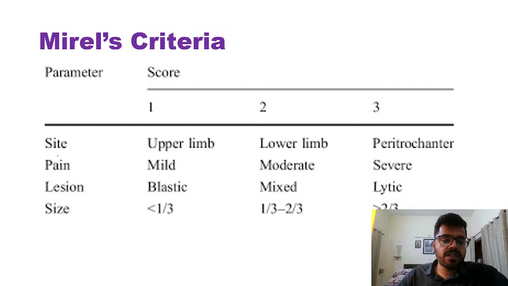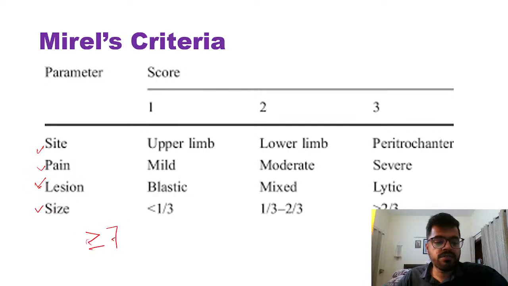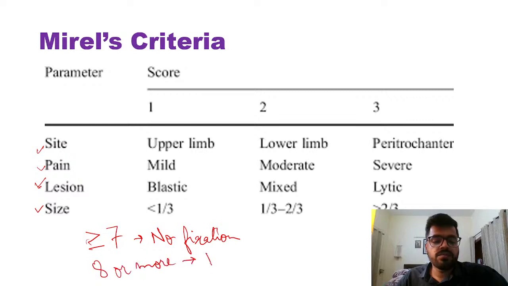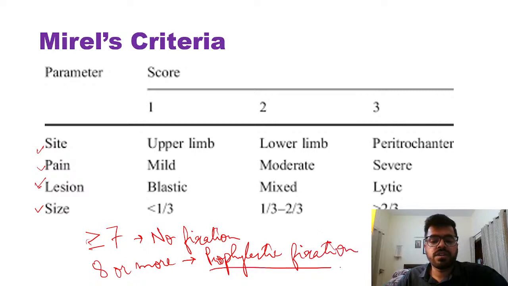So here is the criteria: site, pain, lesion characteristic on X-ray, and the size of lesion. So we add up the score. If it is less than or equal to 7, then no fixation is done. If it is 8 or more, then prophylactic fixation is done to prevent the fracture in the lesion.